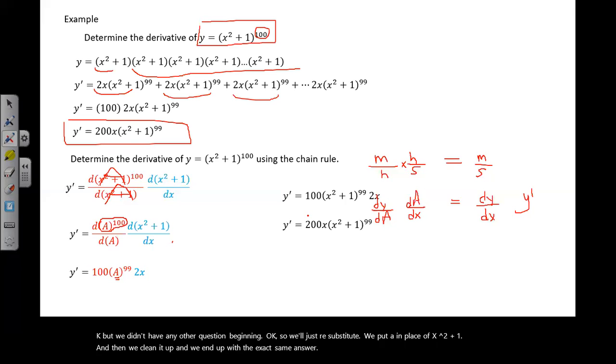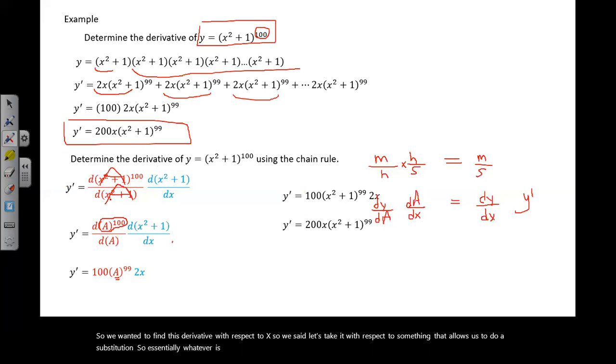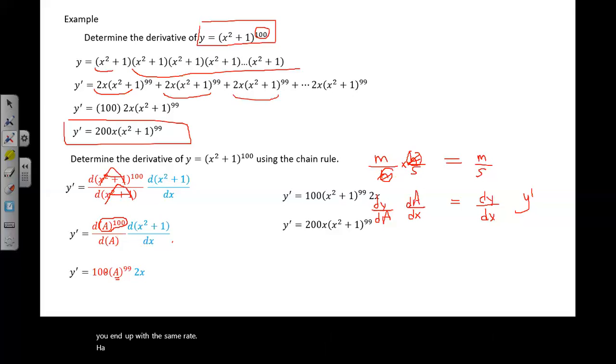Okay, how did that work again? So we wanted to find this derivative with respect to x. So we said, let's take it with respect to something that allows us to do a substitution. So essentially, whatever's in brackets. Then we have to chain that with that derivative with respect to x, and we're chaining that so we end up getting what we want in the end. So whatever's here has to go there so that they eliminate each other and you end up with the same rate. Okay, the derivative of a to the 100 was just 100a to the 99. a stood for x squared plus 1, and we get the same answer.